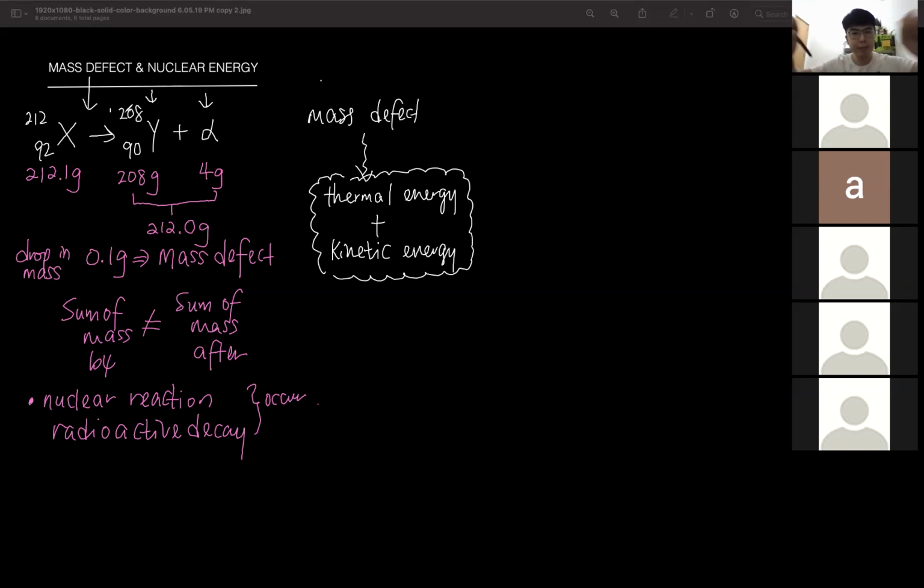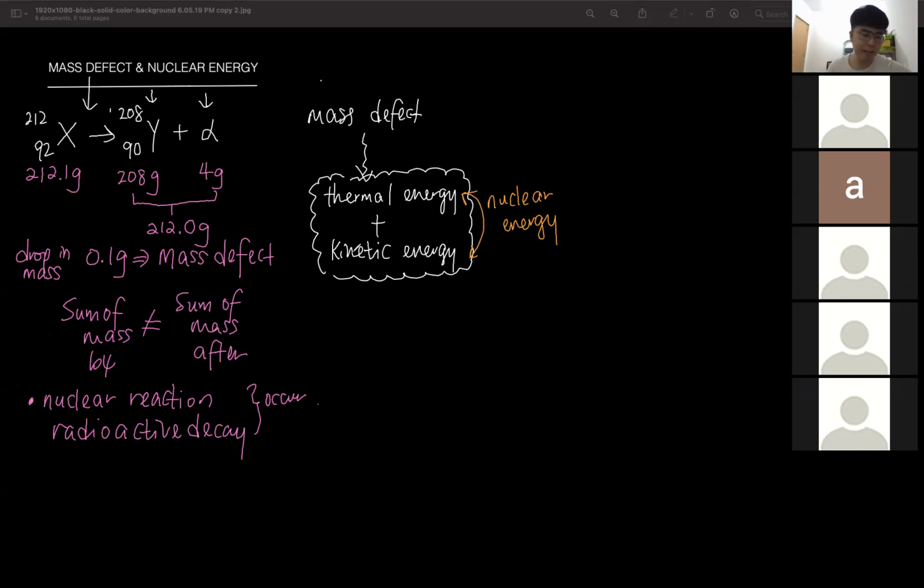So that speed, who is giving them the speed? It comes from the mass defect. It comes from the missing mass that has turned into the kinetic and the thermal energy. These two together are what we call the nuclear energy. So nuclear energy is just thermal and kinetic, from the radioactive decay or any type of nuclear reaction.